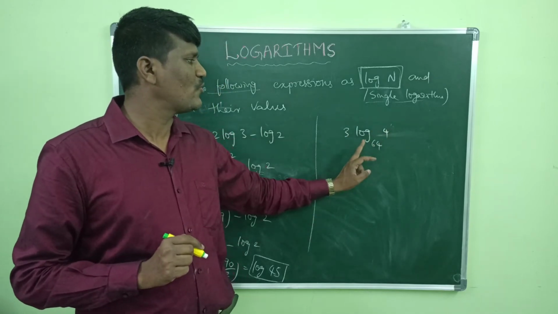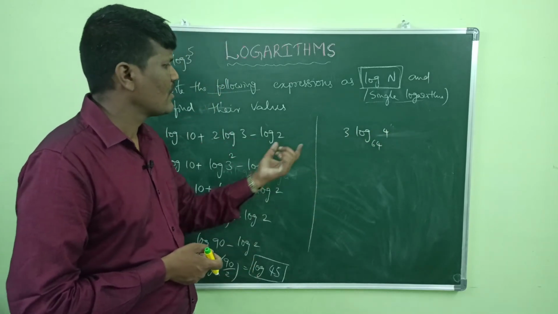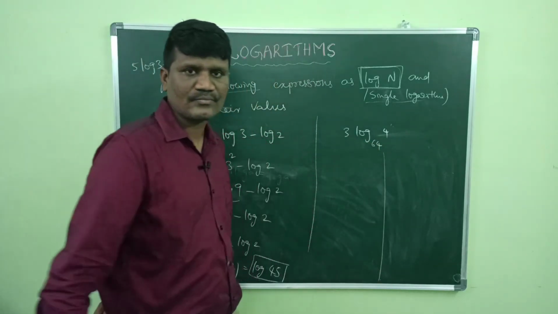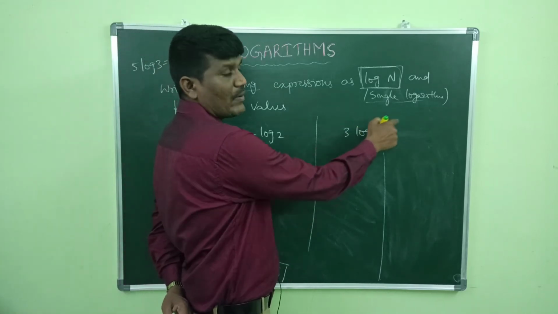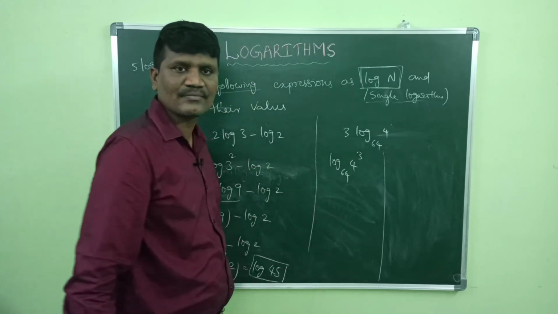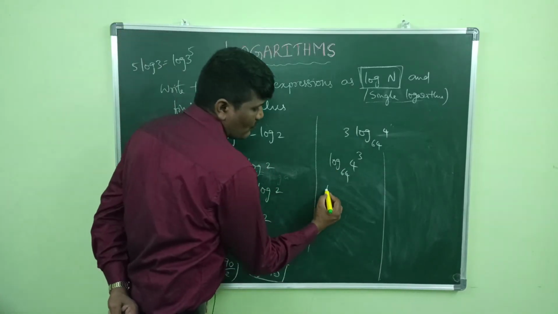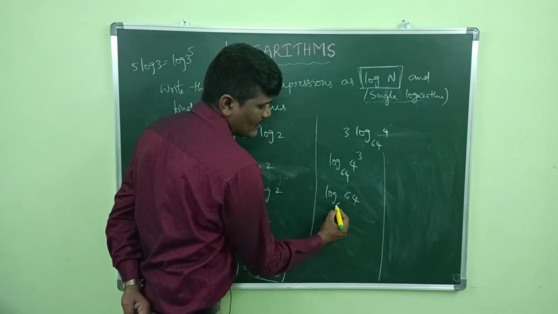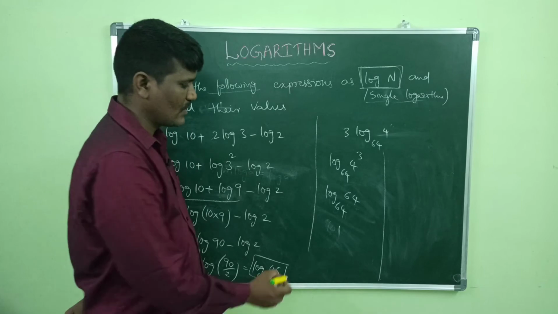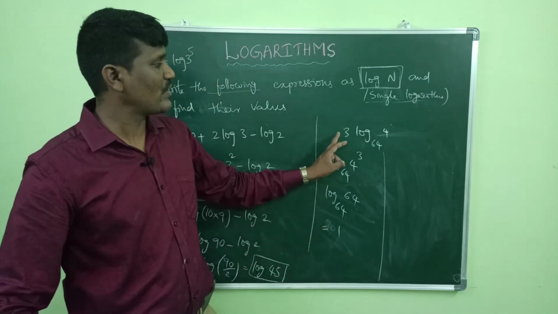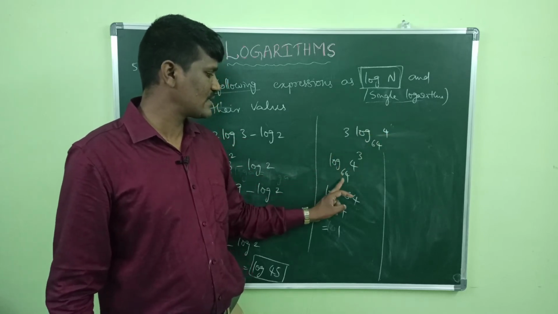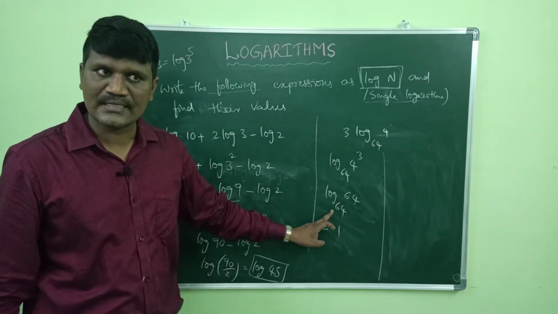3 log 4 to the base 64. So this I can do in 2 methods. The first method is, I'll send the 3 to the power. So it will be log 4 cube to the base 64, right? So 4 cube is 64, so log 64 to the base 64. Log a to the base a is 1. So the answer is 1. So if I am sending 3 to the power, you know the power rule, right? Log 4 cube to the base 64, log 64 to the base 64 is 1.